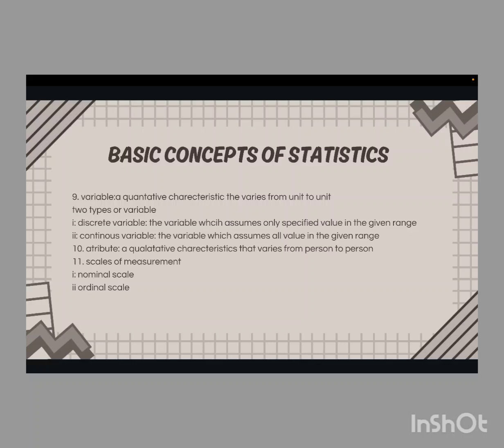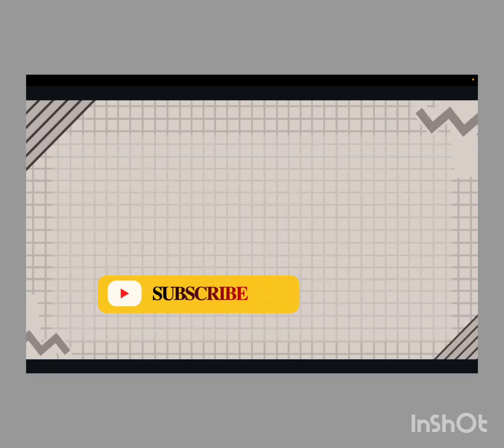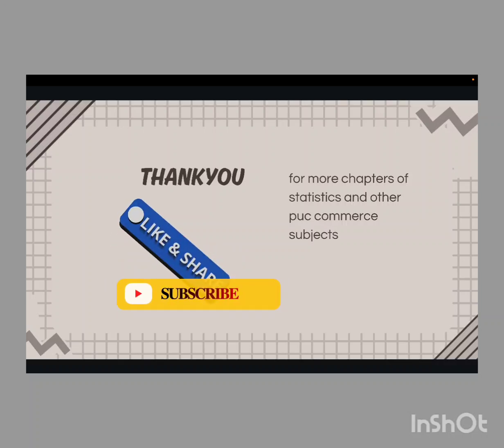Okay. Attribute, a qualitative characteristic that varies from person to person. So examples: honesty, poverty, success, intelligence, beauty, etc. There are two types of scales of measurement: nominal scale and ordinal scale. There's nothing to define in both of these scales. You just need to know their names for a 2 marker or a 1 marker. So these are the basic concepts of statistics.